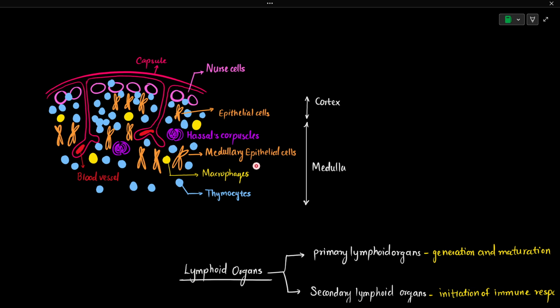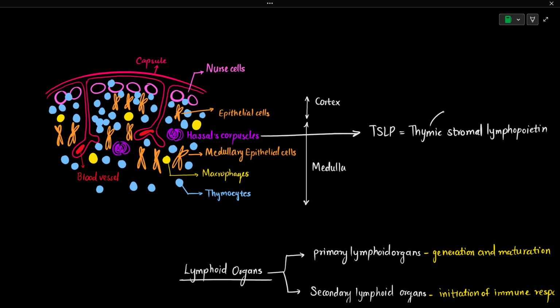Okay. Then there also exists a structure known as Hassall's corpuscles. So Hassall's corpuscles, this part of thymus, secrete a cytokine molecule known as TSLP. So let me write it here separately for you. This Hassall's corpuscle secretes TSLP, which is also known as thymic stromal lymphopoietin. This is thymic stromal lymphopoietin.